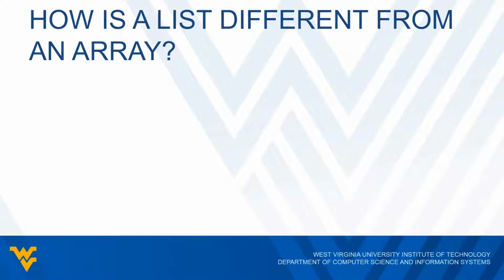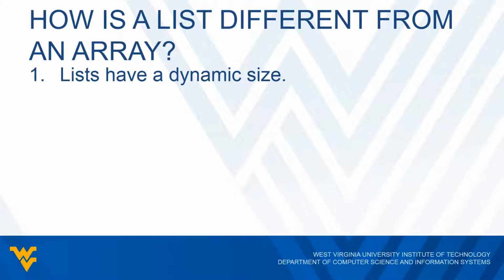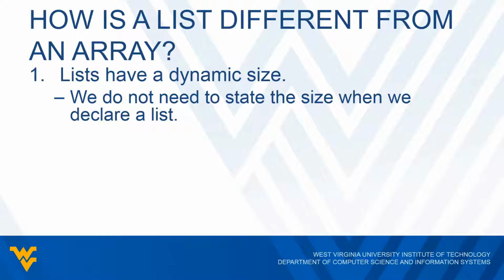So if a list is similar to an array, there has to be some differences, right? So how is a list different from an array? Well, there are two main differences. The big one is that lists have a dynamic size. Whenever we allocate an array, we have to specify the size. Whenever we create it, we have to give the number of the last index, which pretty much tells us the size of the array, or we need an initializer list. But here, we don't have to state the size whenever we declare a list.